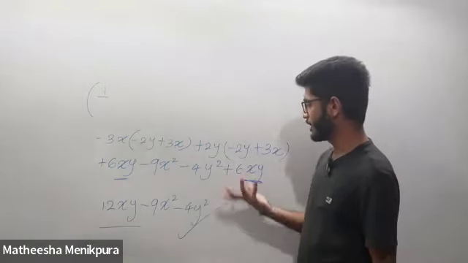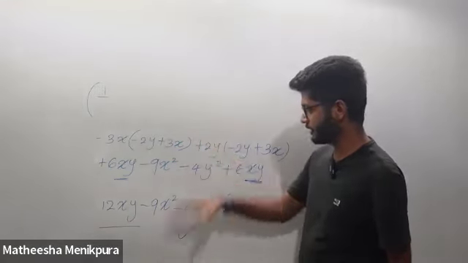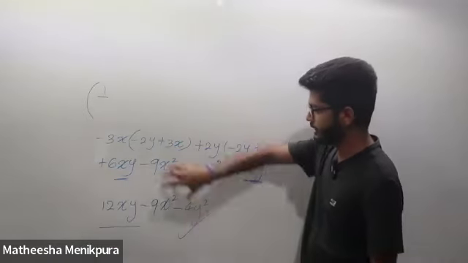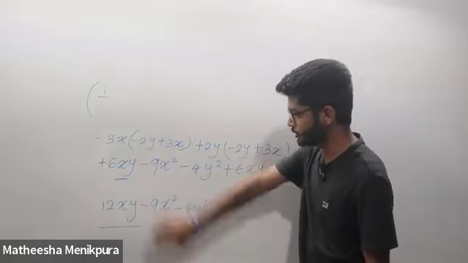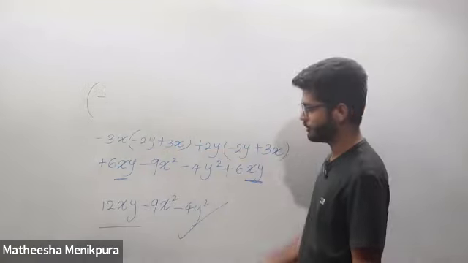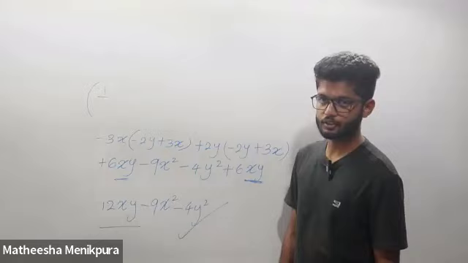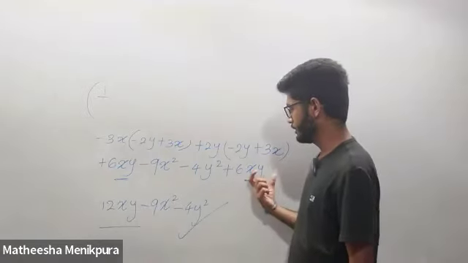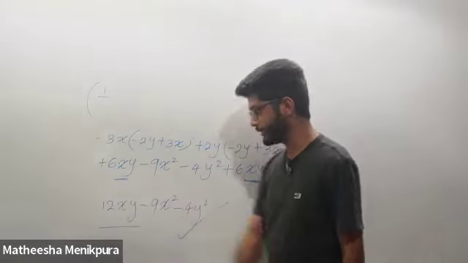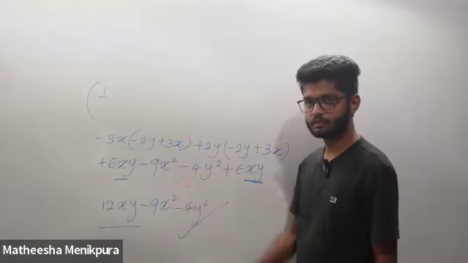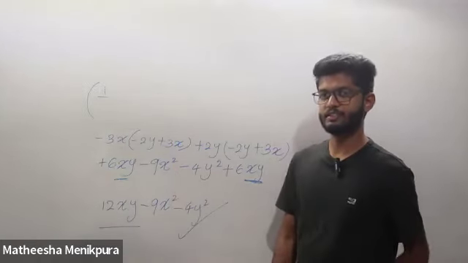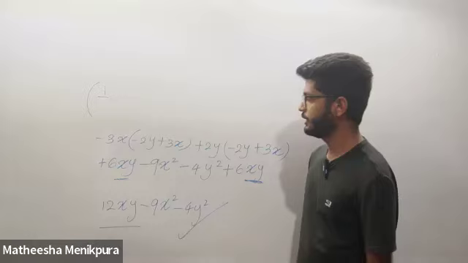And we don't have any other like terms, therefore write the other terms as it is. Here minus 9x squared, here also minus 9x squared. Just write that one. Minus 4y squared, here also minus 4y squared. So that's it. These two are only like terms, so we can add them. These two are not like terms, so we can't do any simplification further.